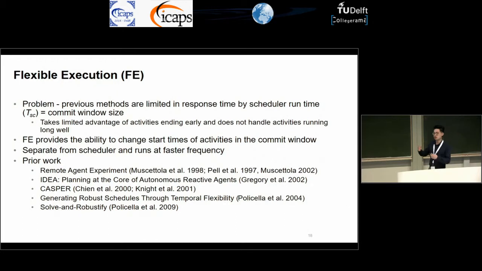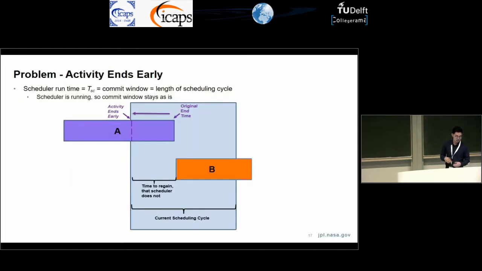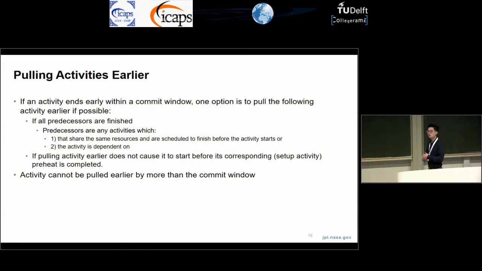And so this isn't a novel new concept. There's a lot of prior work on topics very similar to this, especially in simple temporal networks. But we're going to talk about how it applies to our scheduler. So this is the generic problem. Activity ends early inside the commit window, and then the scheduler can't do anything to reschedule it because it's already been committed. And so we're able to pull activities forward if we consider certain things.